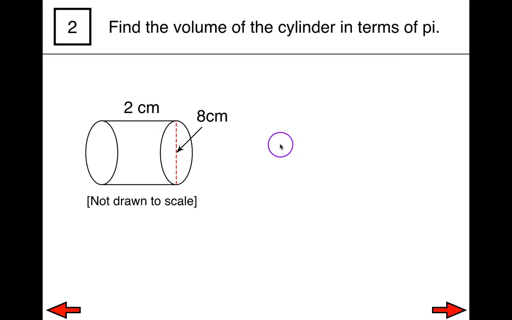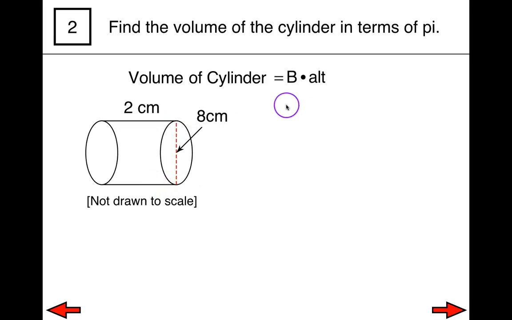So first things first, let's write down our formula. The volume of a cylinder is capital B, which is the area of the base times the altitude. And again, what is the base? The base is a circle, so I'm going to go ahead and put pi r squared, and I still need to multiply it by altitude.